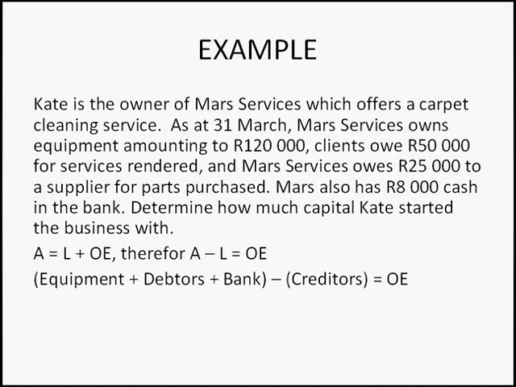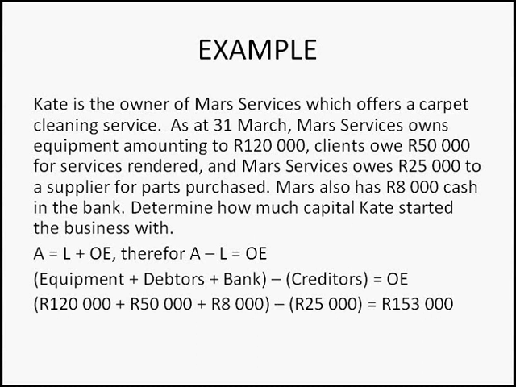Assets in this case, if we have a look at what is part of the example given, then we can identify that Kate has equipment. She also has debtors because she's got clients owing her money, and she's got cash in the bank. On the other side, she also has liabilities because she has creditors. She owes a supplier for parts that she purchased.